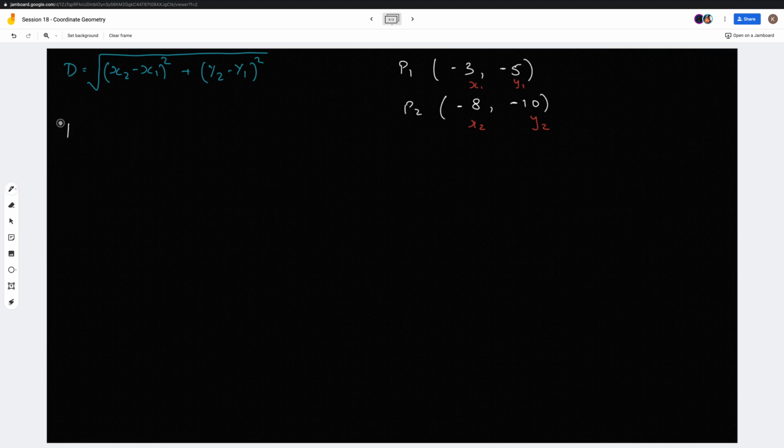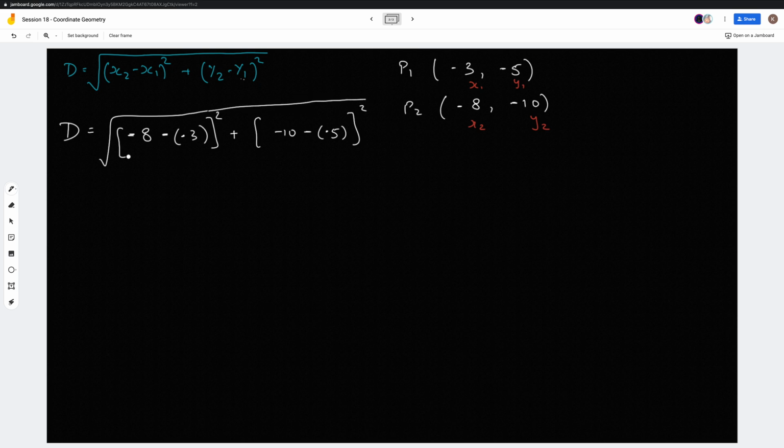Now depending on the formula, the distance between these 2 points, first you have to write x2 minus x1, that is x2 value is negative 8 minus x1, x1 value is negative 3, and then whole square plus y2. What is y2? y2 value is negative 10. Negative 10 minus, because there is a minus, I wrote the same minus. What is y1 value? y1 value is negative 5. So minus 5 whole square. And the whole thing is under the square root.